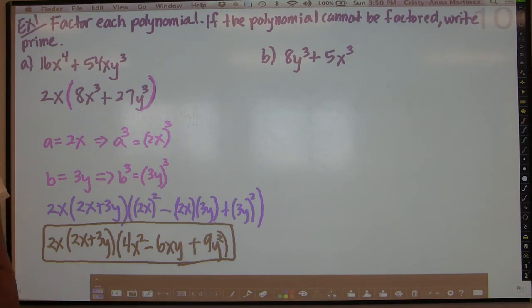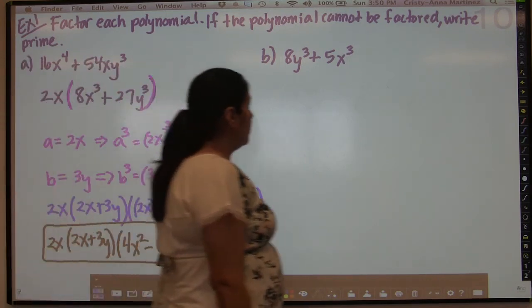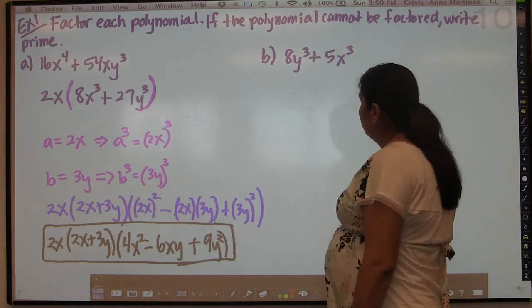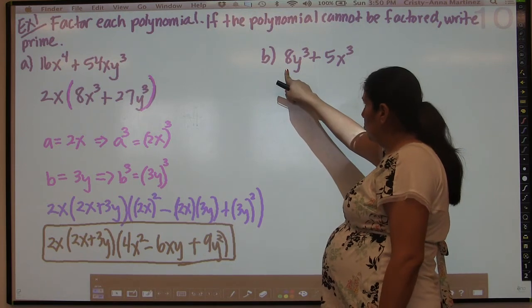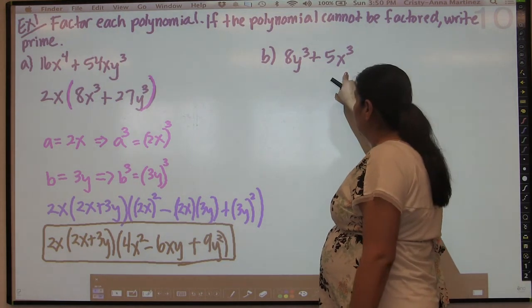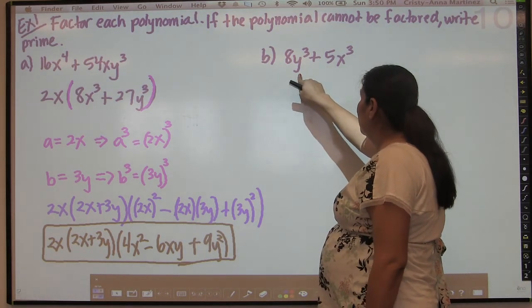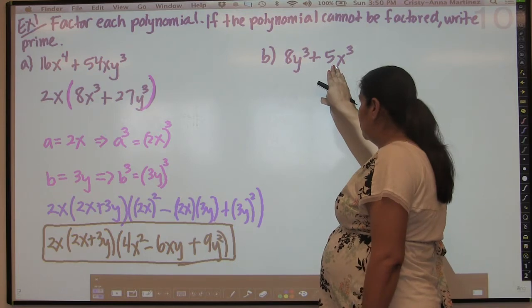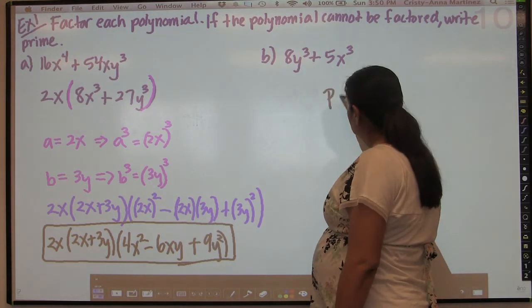All right, so that is how I do that. When I look at part B, it appears to be a sum of 2 cubes. I got y cubed and x cubed. But as I look at the 8 and 5, 8 is a perfect cube, but 5 is not a perfect cube. So there's not really anything I can do here. They don't have anything in common, so I can't take out an x or a y. 8 and 5 don't have anything in common, so basically this is prime.